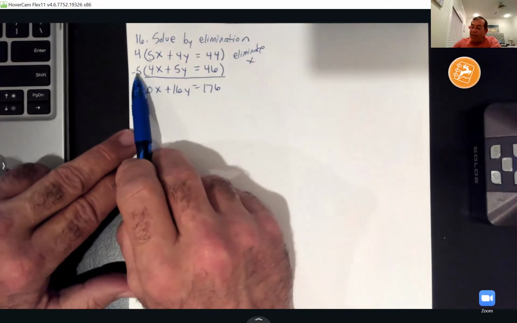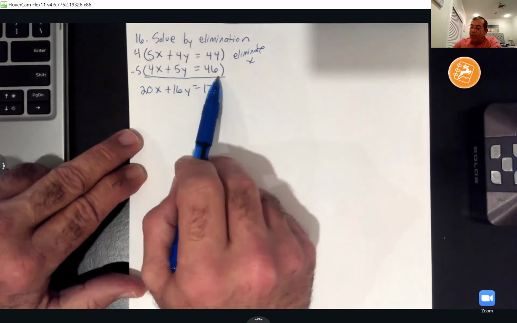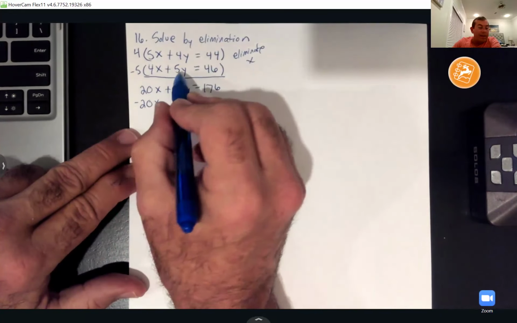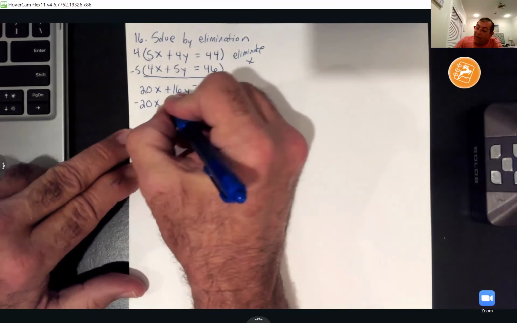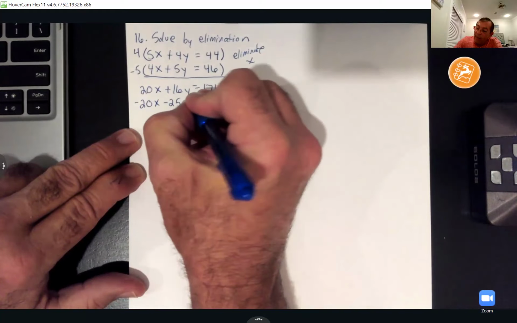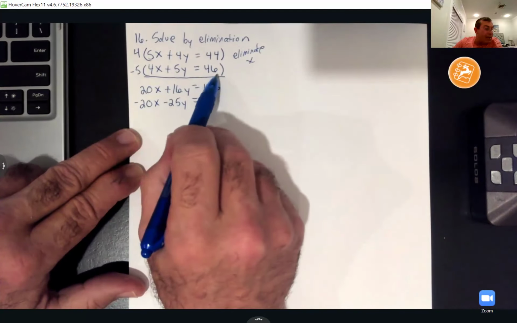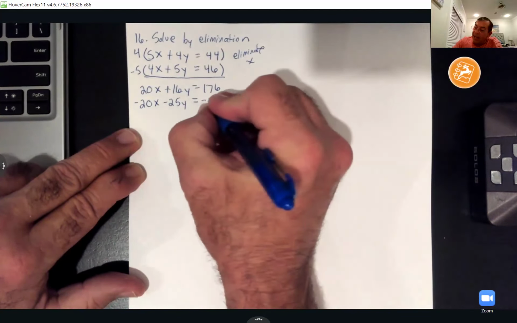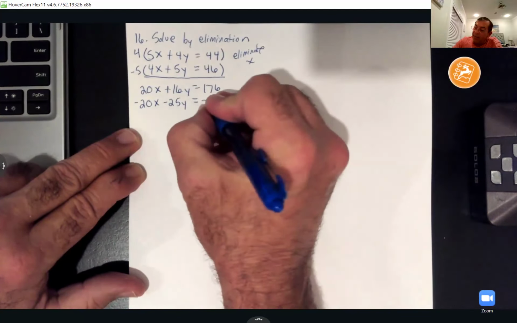All right, now I'm going to do the negative 5 through this equation. Negative 5 times 4 is a negative 20x. Negative 5 times 5 is negative 25y. Negative 5 times 46 is a negative 230. But y'all notice, now I can cancel these x's out.